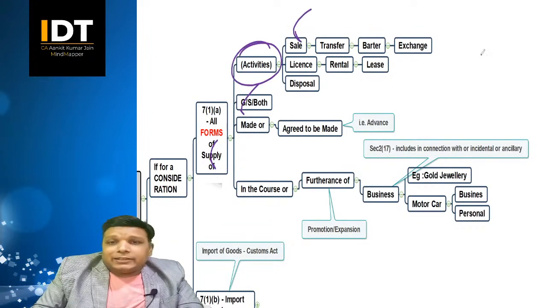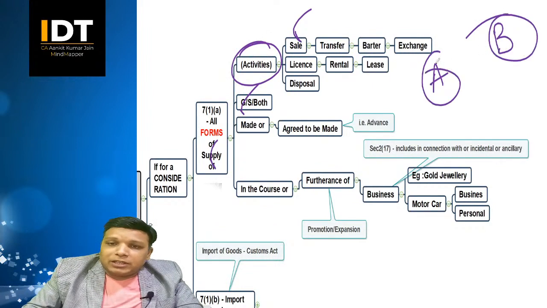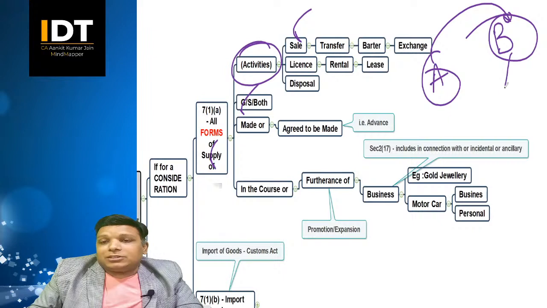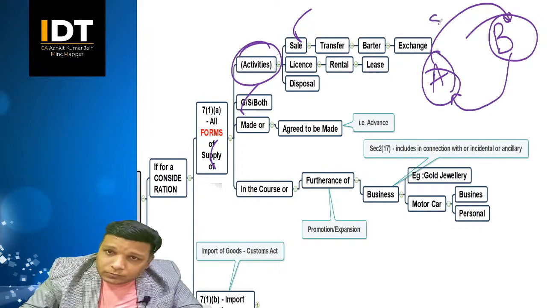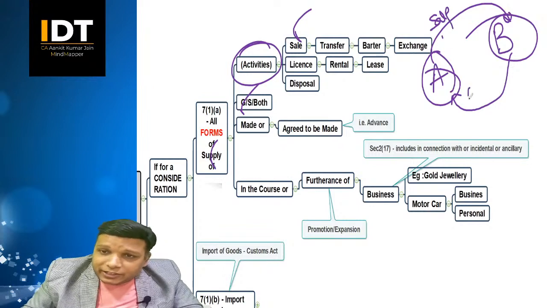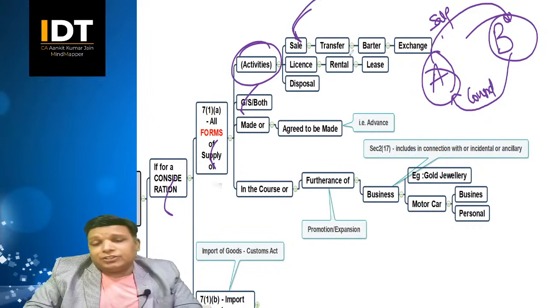That is sale. That means if Mr. A is selling something to Mr. B, Mr. A is selling something to Mr. B and Mr. B is giving him money, correct? That means there's a sale, there's a consideration. This is for the condition fulfilled. The sale condition is fulfilled.